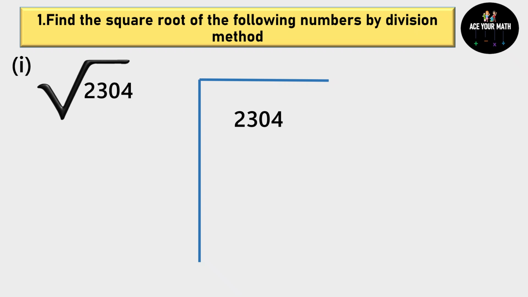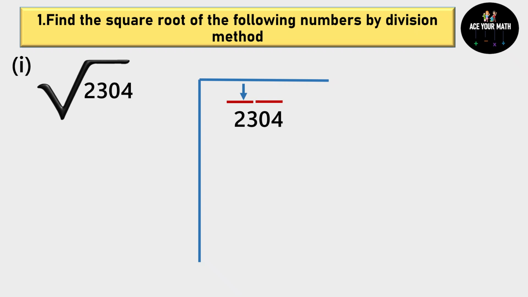Put lines. Now, the first step is grouping. Grouping, you know that we always start from right hand side. So 04 forms one group, 23 forms another group. Now, we will first consider 23. Now you will find squares of numbers such that its value is either 23 or less than 23.